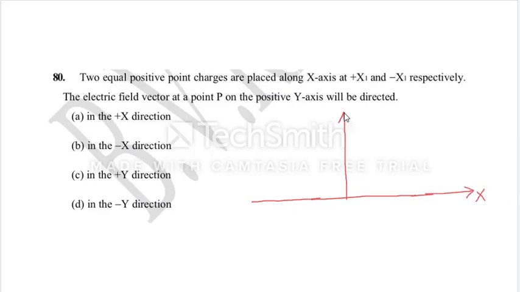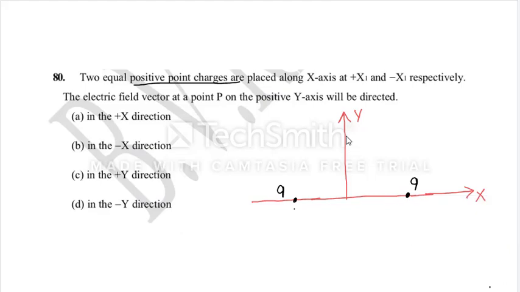X-axis, this is the y-axis. Now I have two equal positive point charges, both are positive charges only. One is here. If I say this is q, this also q, and this is minus x1, this is plus x1.